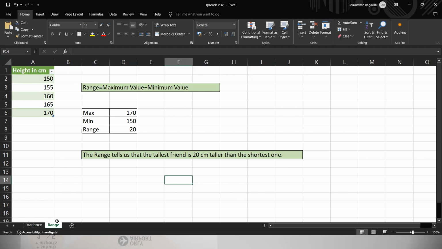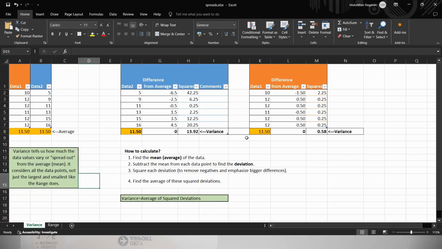However, this range will not help you in case you have outliers. Also, it is not considering all the data points in your data set. It is considering only two data points, which are the maximum and minimum. However, variance is the measure which tells us how much each data value varies from the average, considering all the data points. Now on the screen you can clearly see dataset 1 and dataset 2.